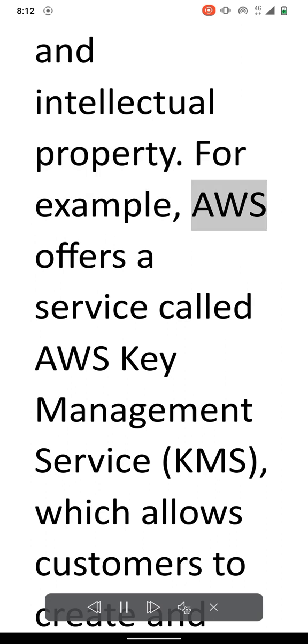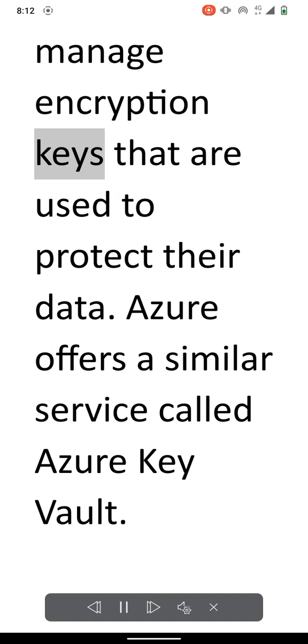For example, AWS offers a service called AWS Key Management Service, KMS, which allows customers to create and manage encryption keys that are used to protect their data. Azure offers a similar service called Azure Key Vault.